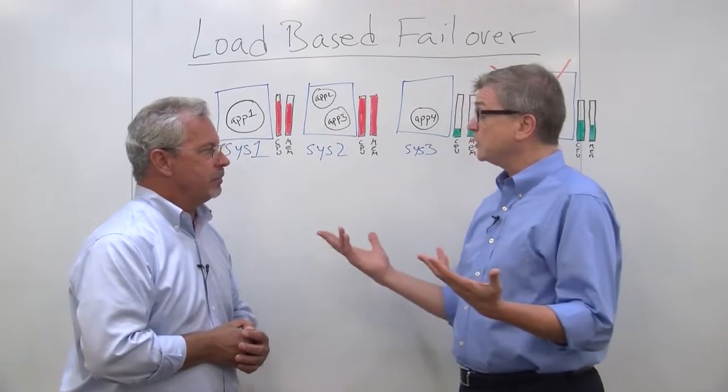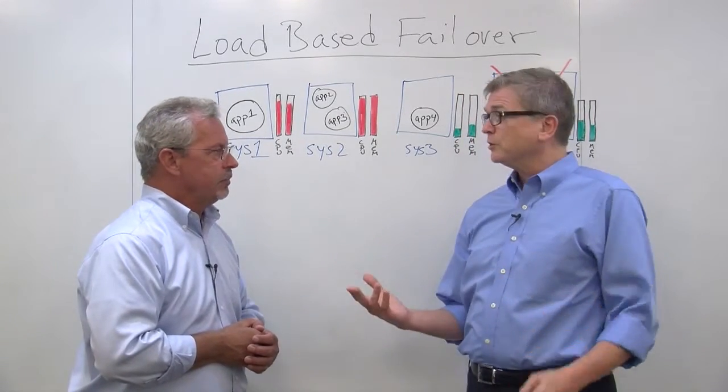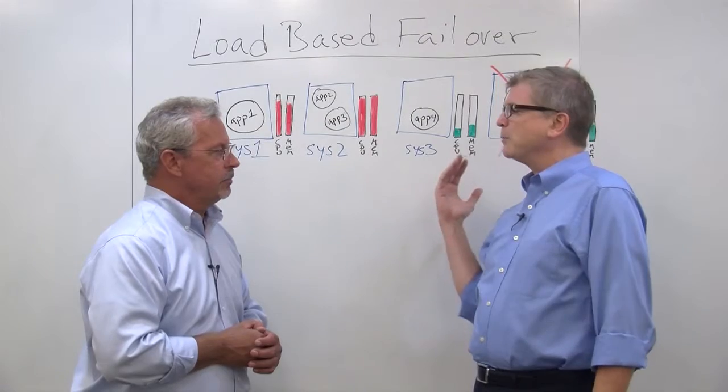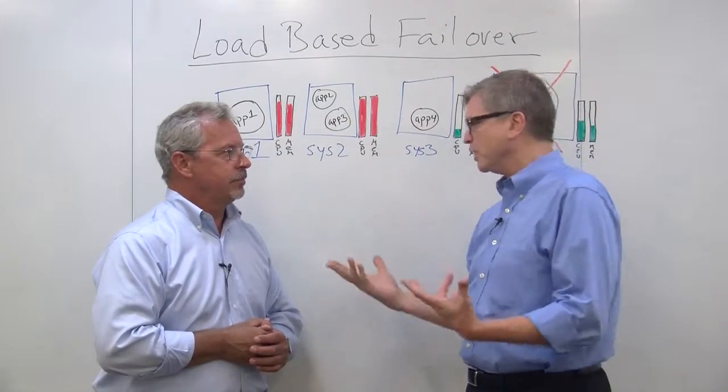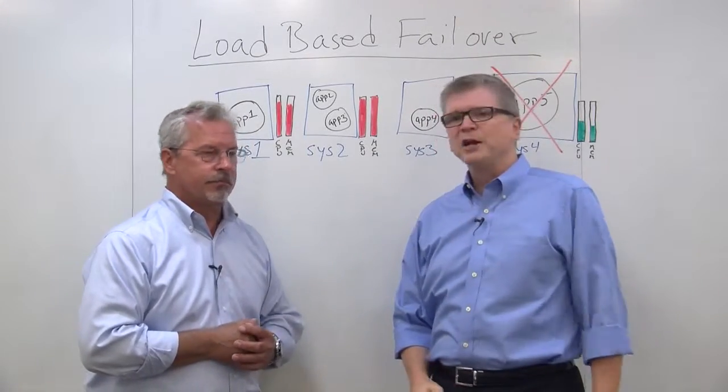So this explains very easily what the new feature is that allows us to fail over an application based on the ability of the server to be able to handle it, right? Correct. Fantastic. Thanks, Eric. All right. Thanks.